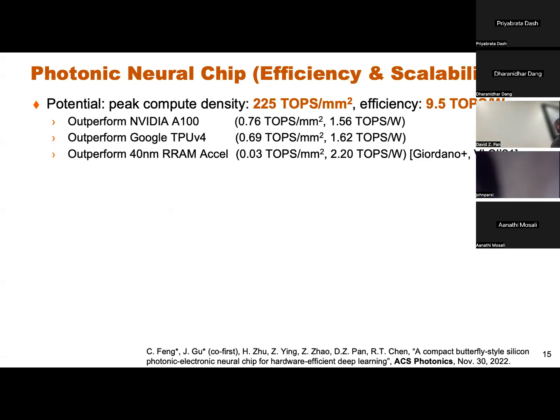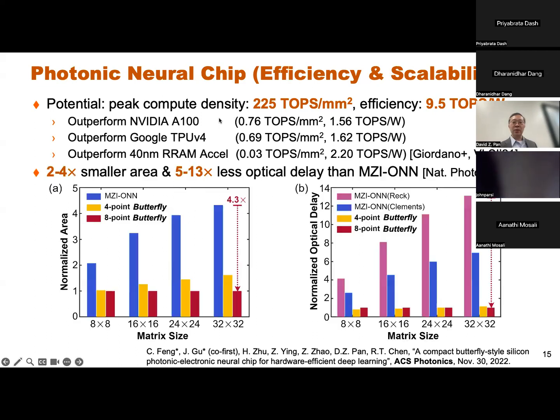is to customize it. And once you customize it, in terms of potential peak compute density, we're talking about hundreds of tera ops per millimeter square. If you compare with the A100, if you look at the numbers, we are way more than that. Of course, we are assuming perfect assumptions; these are peak compute densities. And also compare with the original MIT paper.